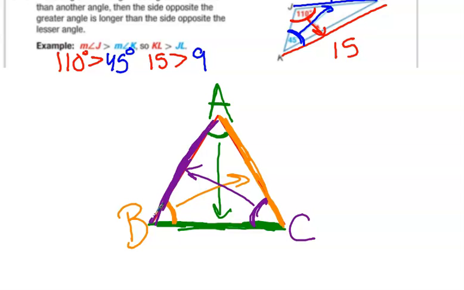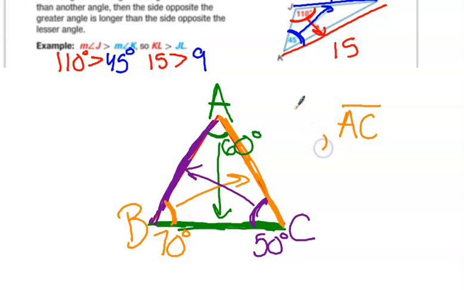Now you know what angle goes with what side. If C was 50 degrees and B was 70 degrees and A was 60 degrees, which side would be the greatest? Well, what is the biggest angle? The biggest angle is 70, which is B. So that would mean that the biggest side would be AC, because angle B is the biggest angle.